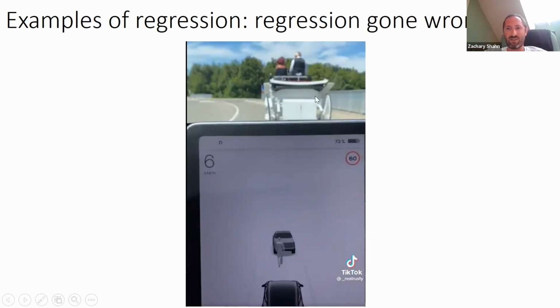The back of this wagon looks like the front of a truck. So this is regression gone wrong. This is trying to find the conditional expectation of the outcome, which is just what is the thing in front of the car, given, again, pixels or video, a complicated set of predictors. But when the predictors are not things that you've ever seen before, you're kind of making guesses based on outside of your data set. Regression can go wrong. Okay, so here's an example of it going wrong.